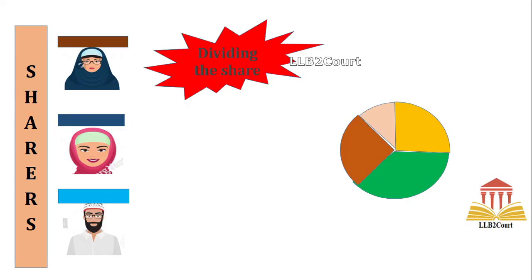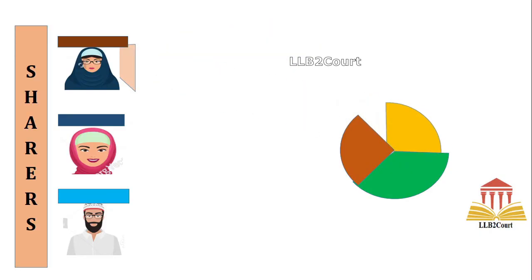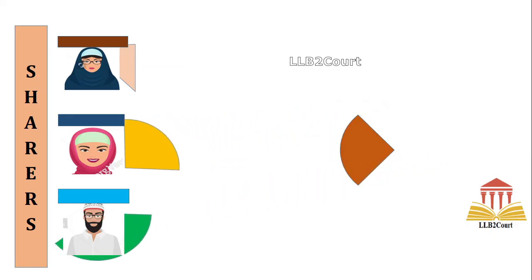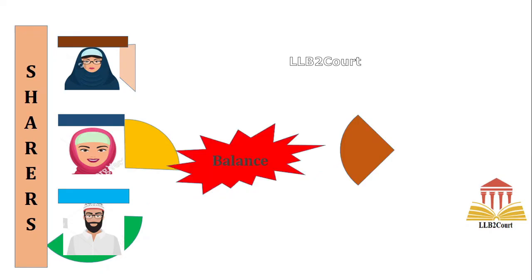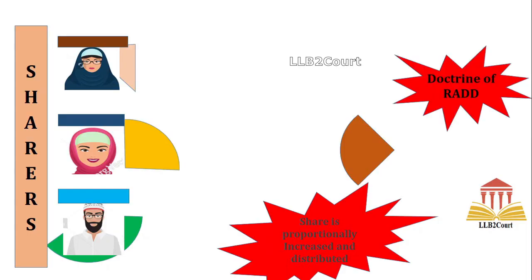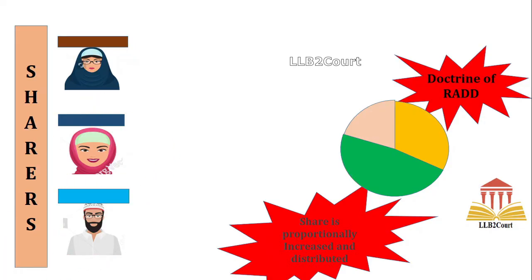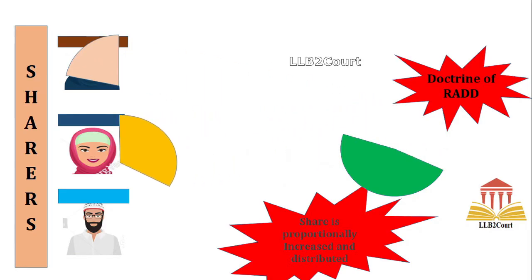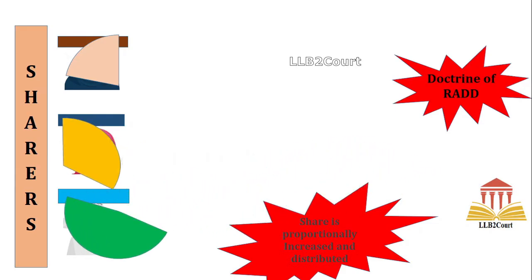Since it is unequal, these three shares will be allotted and there exists a balance or remainder in the circle. So what will we do with this balance? In order to avoid that issue, the shares will be proportionately increased and distributed. This concept is called the doctrine of Radd. In order to avoid the balance, we increase the shares proportionately and distribute the property. Now there will be no remainder or balance in the property value.